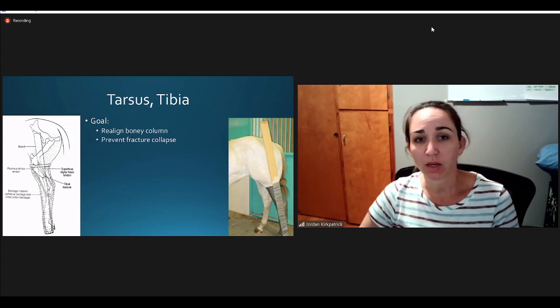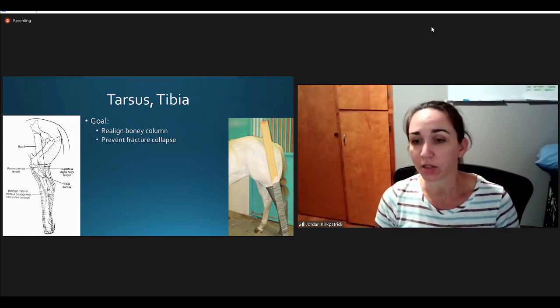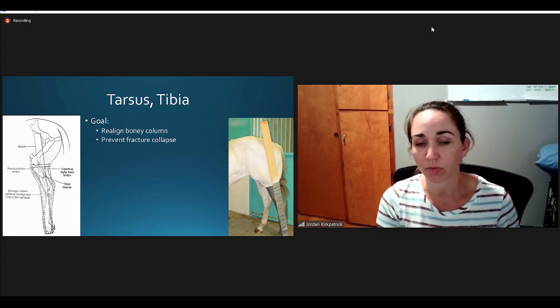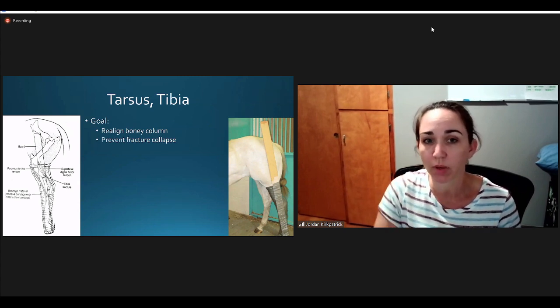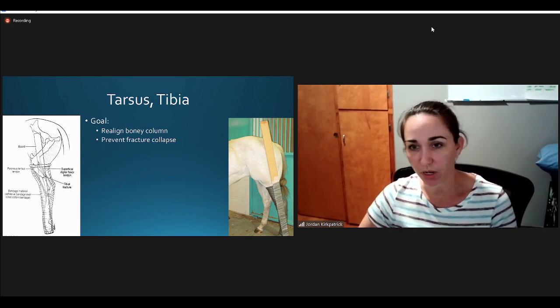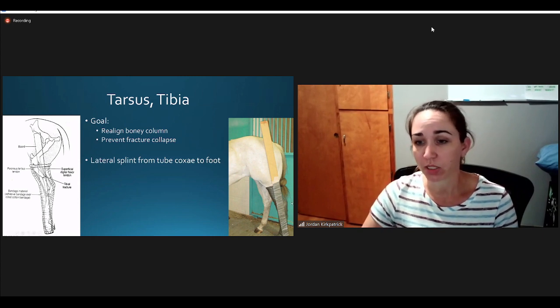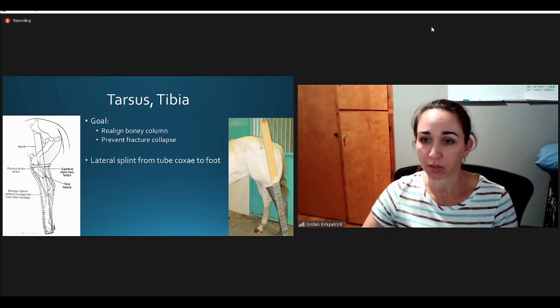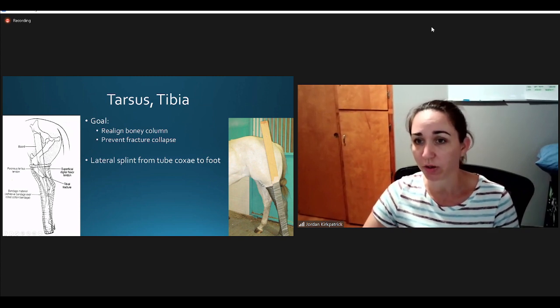For the tibia and tarsus, the tibia is like the radius, where there's a lot of muscle covering laterally but not medially, so they tend to become open medially. You want to try to realign the bony column and prevent fracture collapse or a closed fracture from becoming open. For this one, the lateral splint is from the ground up to the tuber coxae. On the front limb, it's the ground up to the withers, but you see how high this is going, because the point is to prevent abduction of the limb.